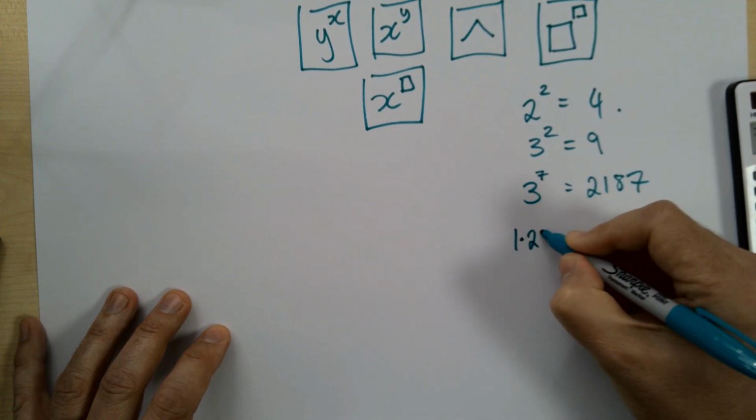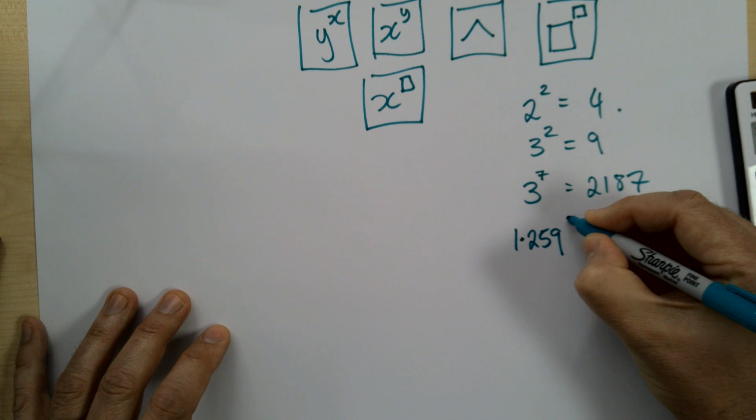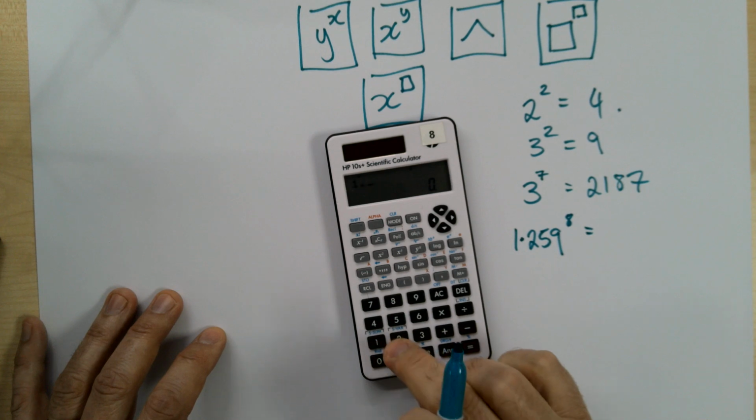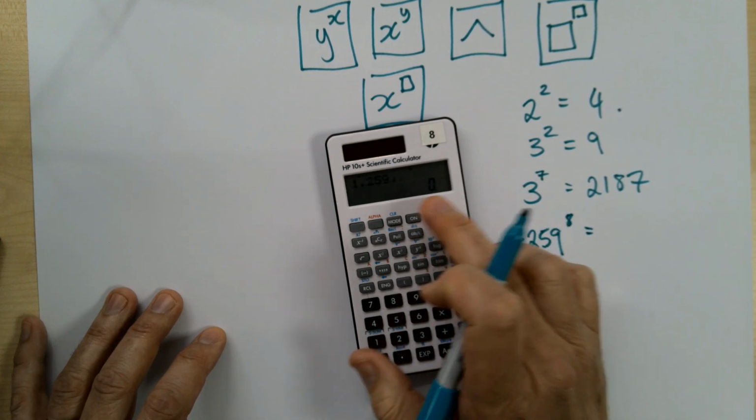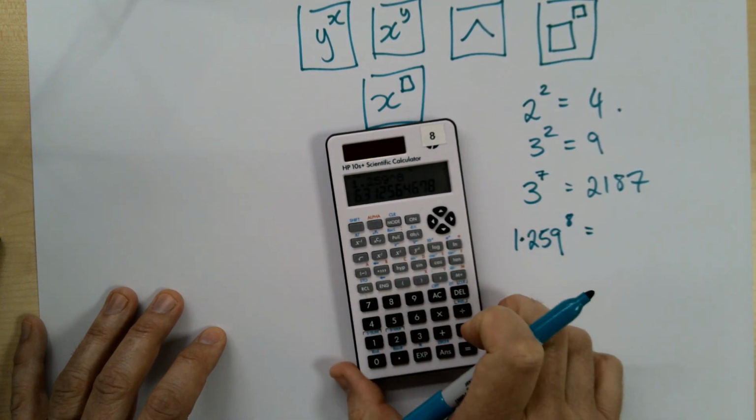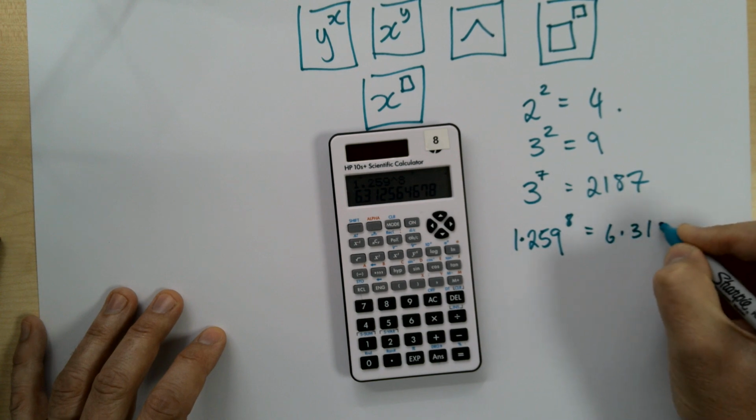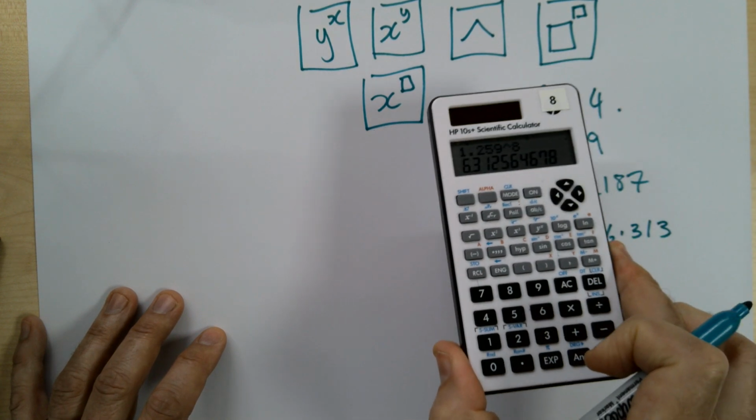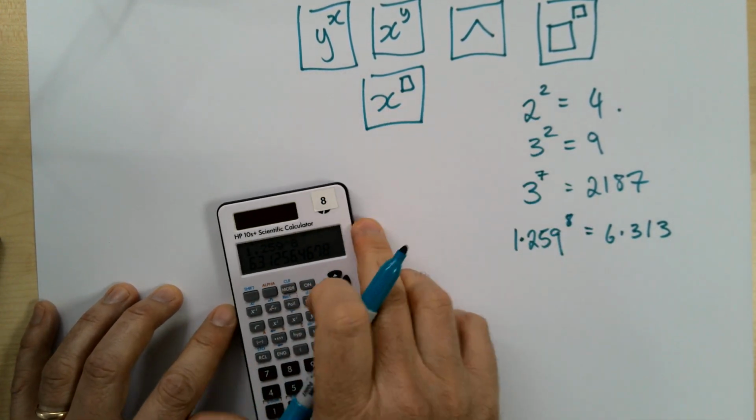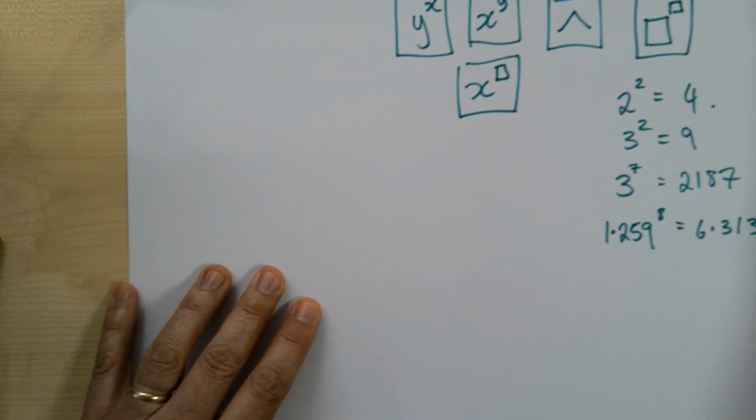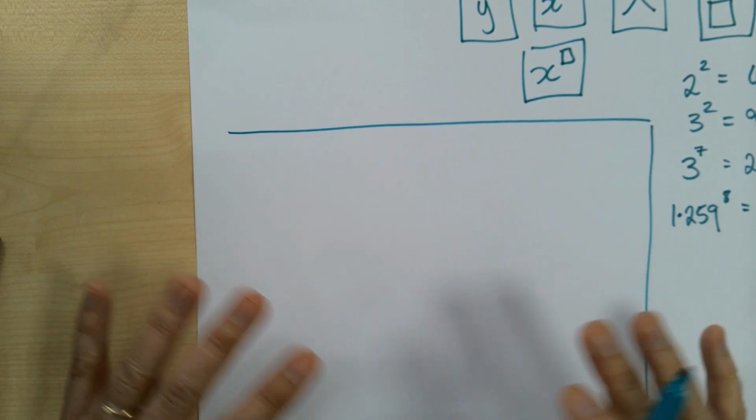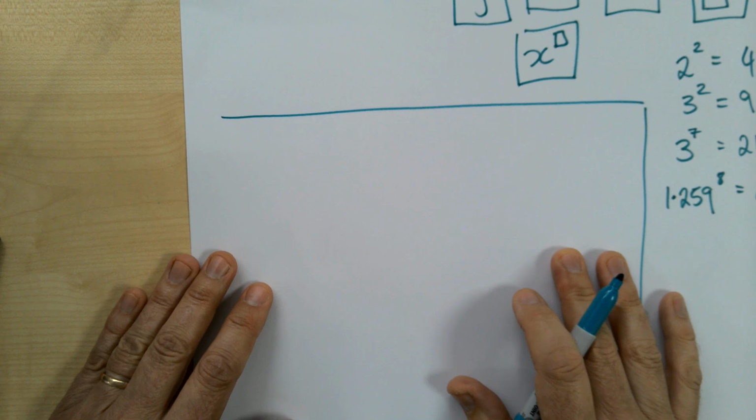Okay, let's pick something weird. What if I had 1.259 to the power of 8? Okay, so 1.259 to the power of 8 is 6.313, close enough. Okay, so that's how we can raise anything to any power. All right, now let's have a look at the kind of mechanical working you need to do for the compounding interest formula.